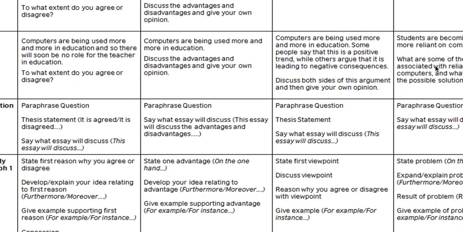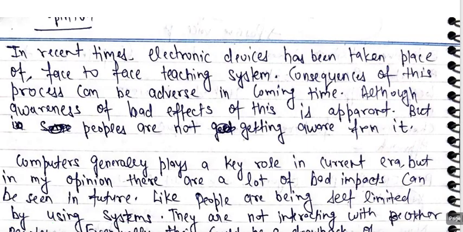Our question: problem and solution and reliance on computers by children. Okay, so we've started. In recent times, electronic devices. Now, look at this, Nikki. Devices. When you have a plural subject, what will you write here? Will you write has or have?